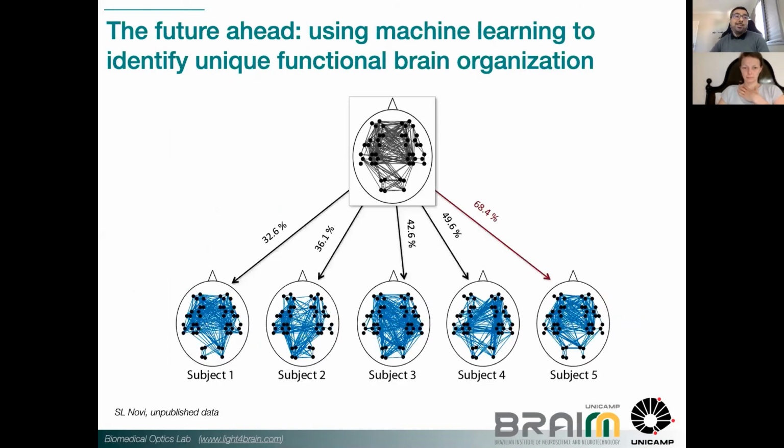And the other thing, going back to what we said in the beginning, is that we have a unique functional organization. If that is true, we should be able to recognize by the brain patterns the unique organization of every single individual and not the average group. So this is something that we are very interested in now: using machine learning to identify subjects based on the resting state profile or their response profile.